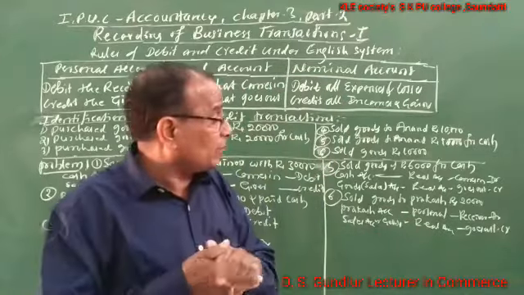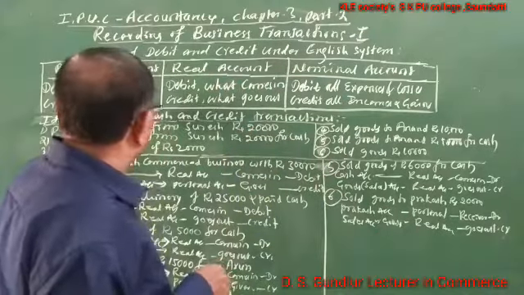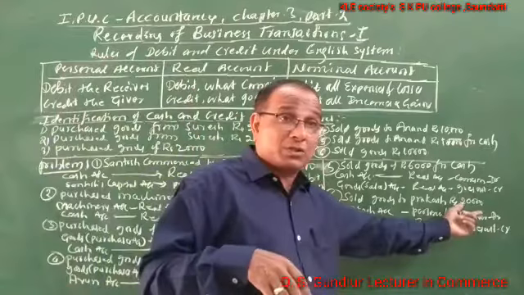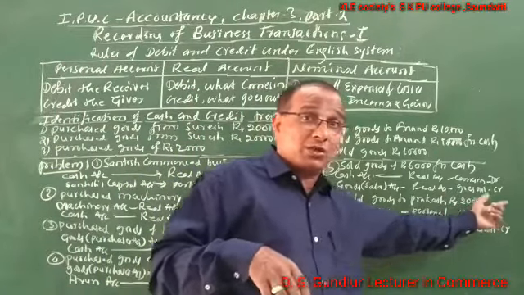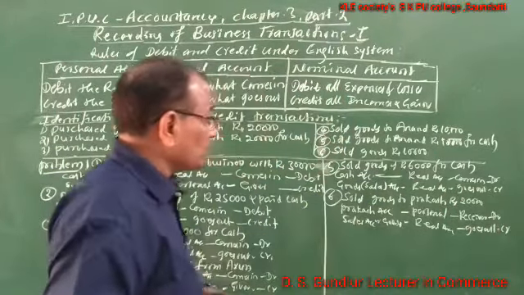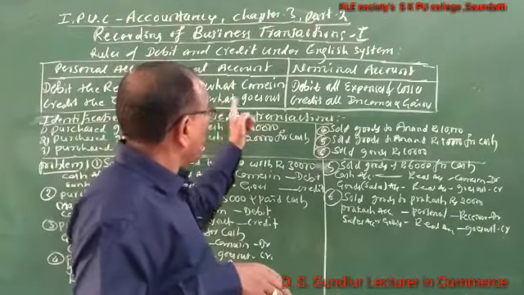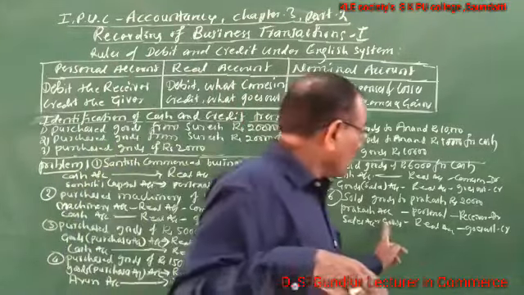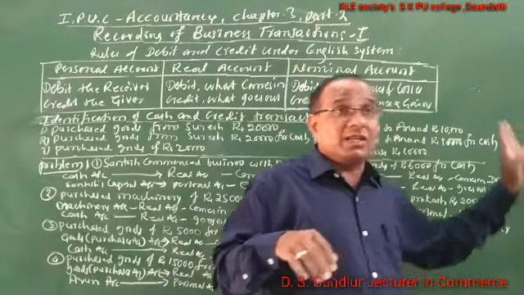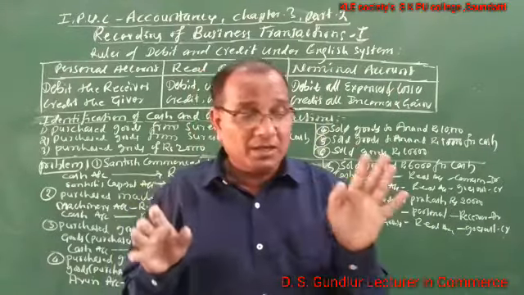For Prakash, apply the rule of personal: debit the receiver. Now Prakash is the receiver of goods, therefore Prakash account is to be debited. And sales account, goods account, is a real account; apply the rule of real account. Credit what goes out. Now goods goes out from the business, therefore goods or sales account is to be credited.